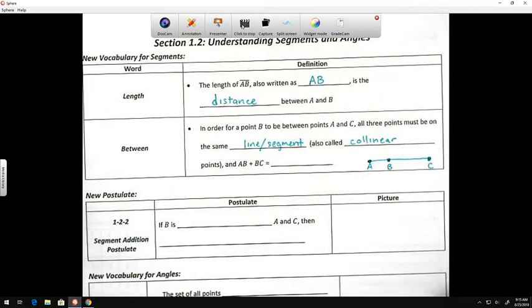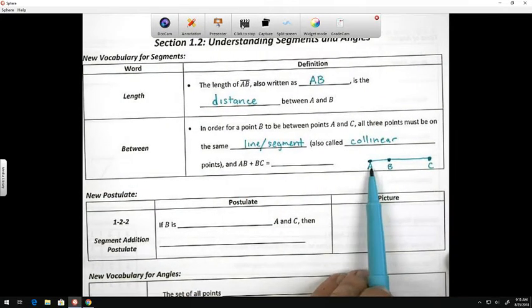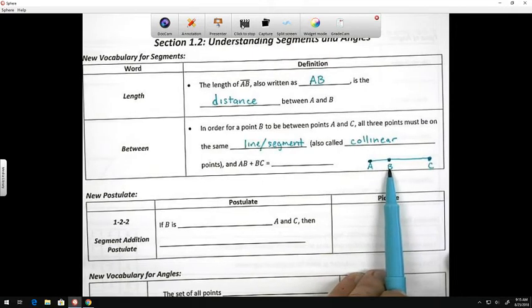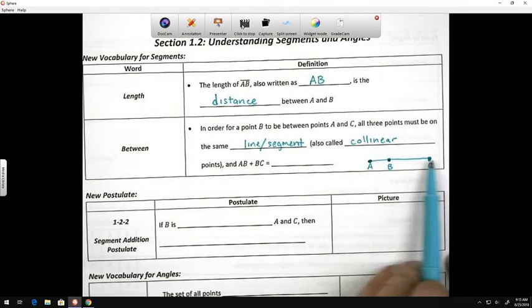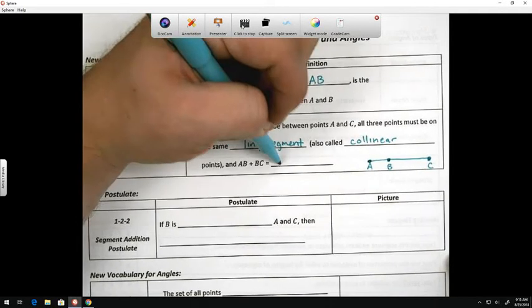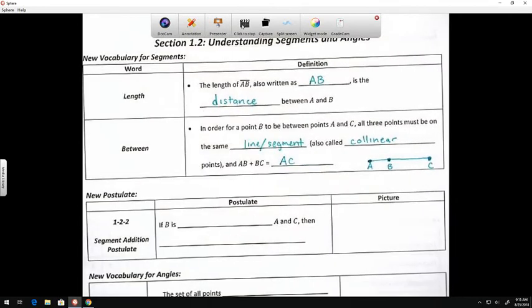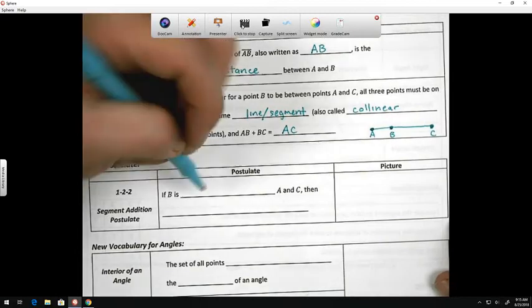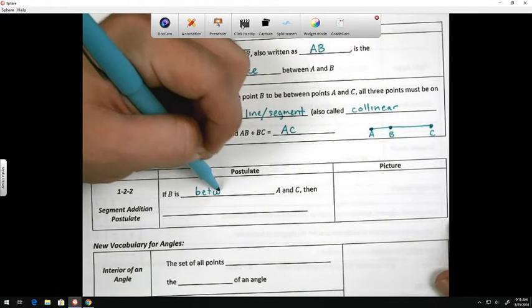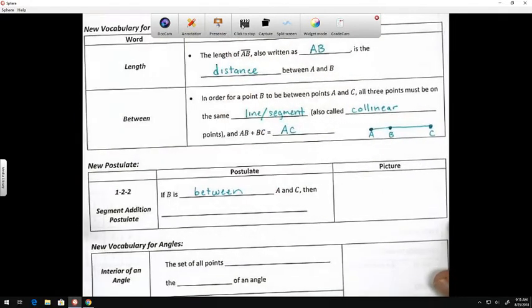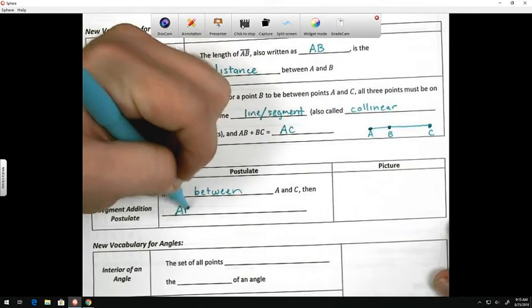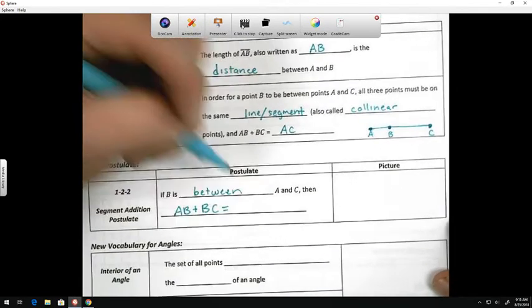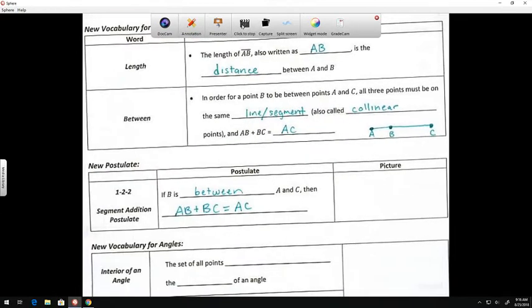And now we're actually kind of jumping ahead. We know that the distance between endpoint to B and then the distance between B to the other endpoint, well, that should total the entire segment. All right? And so we're going to rewrite that again because it's so important right down here. If B is between A and C, well then AB plus BC must equal the full AC.